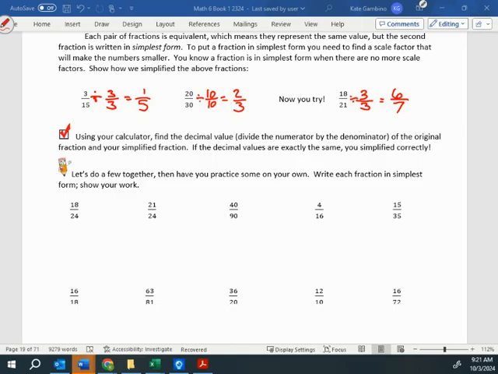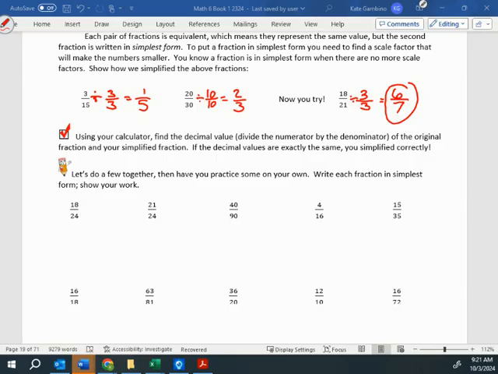So we get 6/7. Can I go any simpler? Can I go any lower, James? No, because there's an odd number. So we can't go any simpler. There's no factors that the 6 and the 7 will share that we can divide out. So that is as simple as we can go.